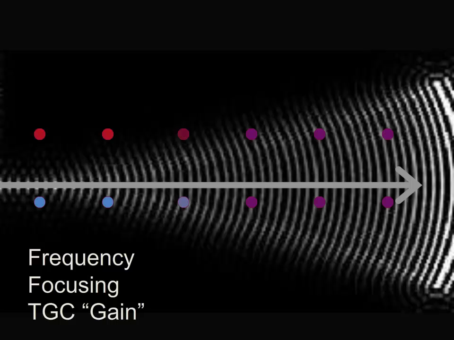The determinants of beam width are: 1. Transducer frequency. Beam width increases as the frequency decreases. 2. Focusing of the beam. This is achieved both mechanically and electronically. 3. The gain, where increasing the gain will increase the beam width and reduce resolution.